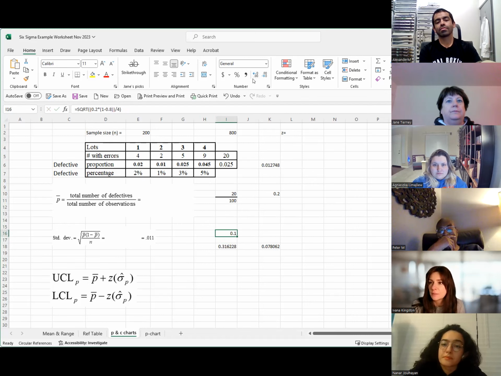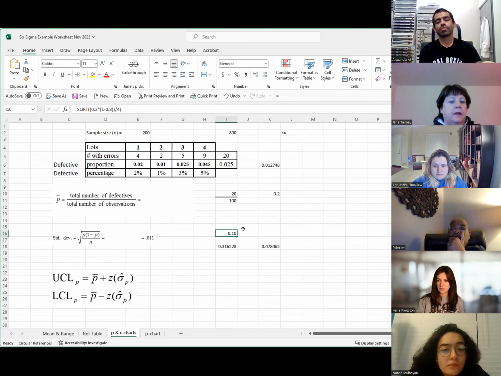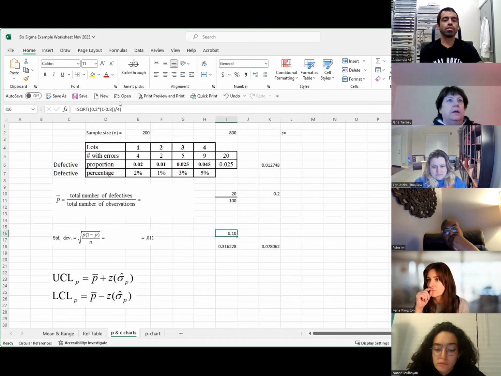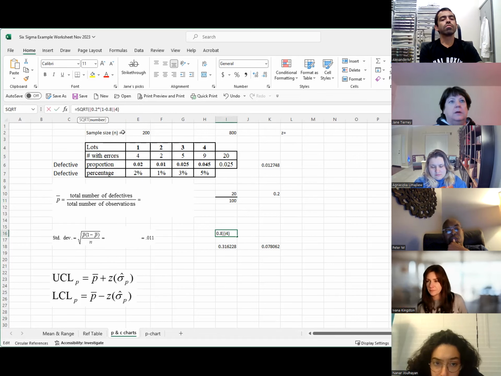Isn't it also divided by 200 instead of divided by 4? Since N is 200. I'm sorry, which one, Ivana? The one that you're in right now, the standard deviation, N is 200, not 4. This one is the total number of observations. But the standard deviation, it's N at the bottom, right? And N equals 200 at the top. Let's try that.